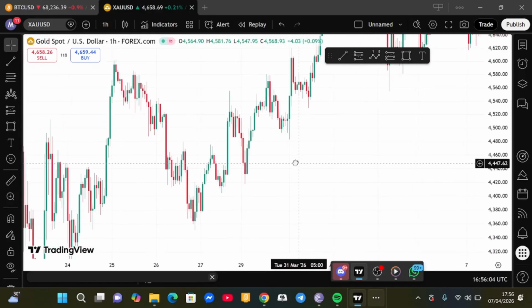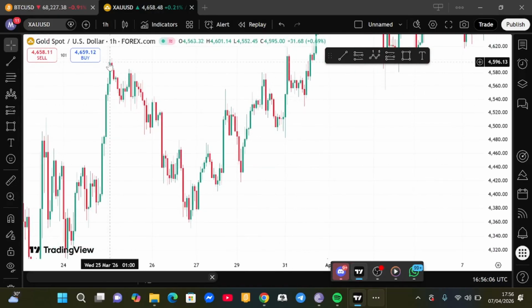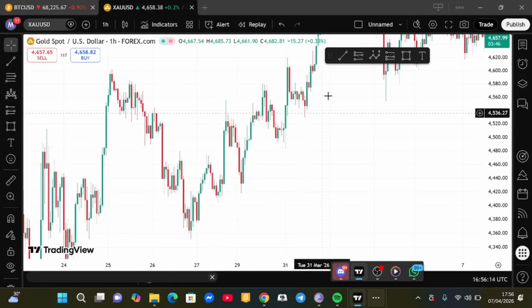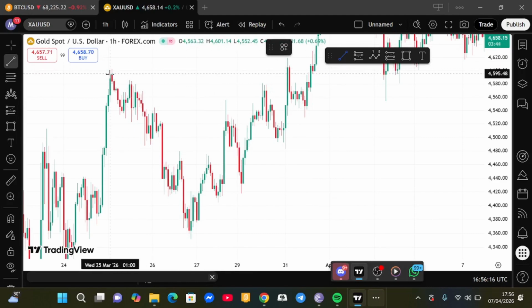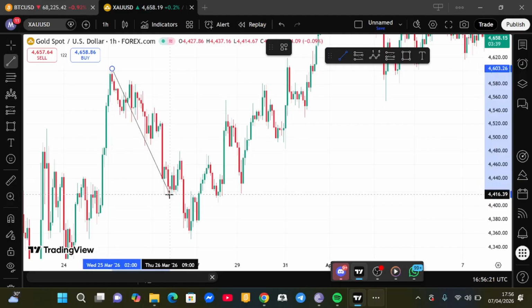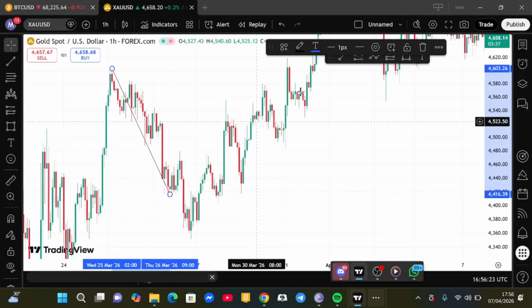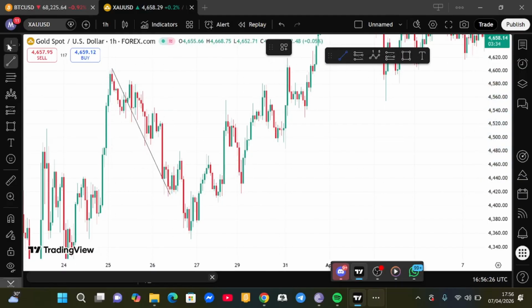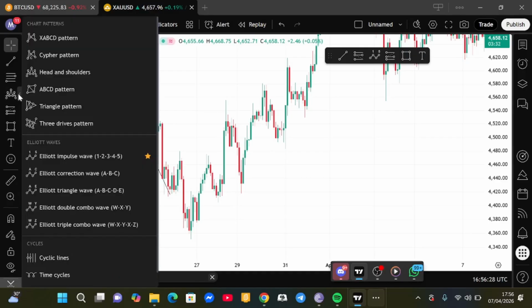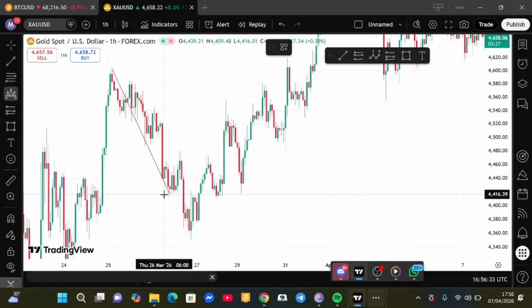So for instance, if you look at this chart, we see the market on a downward trend from this point down to this point, but then we see what the market does here, downward trend from this point down to this point. Now the market got to this point and began to form, let me use my head and shoulder tool, something like this.